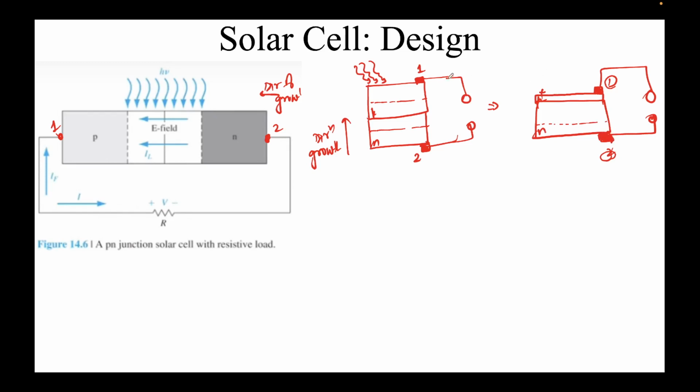Now let's understand again. Some photons are falling over here. Some of them, yes, will be absorbed in this material itself. But if we choose the thickness carefully and make it thinner, then a heavy majority of them can reach the depletion region, and there they can generate the electron-hole pairs.